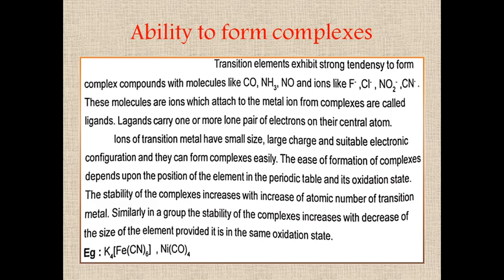Ability to form complexes. Transition elements exhibit a strong tendency to form complex compounds with molecules like CO, NH3, NO, and ions like F-, chloride, nitride, cyanide. These molecules or ions which attach to the metal ion to form complexes are called ligands. Ligands carry one or more lone pairs of electrons on their central atom. Ions of transition metals have small size, large charge, and suitable electronic configuration. That's why they can form complexes easily.